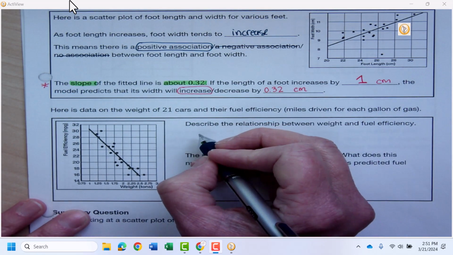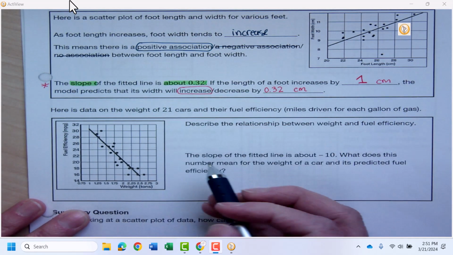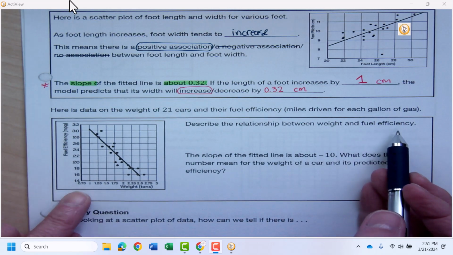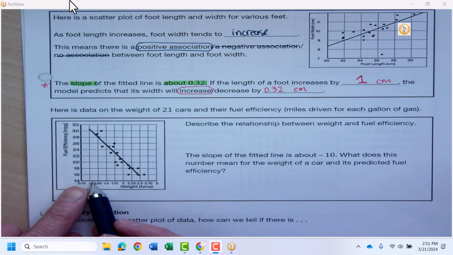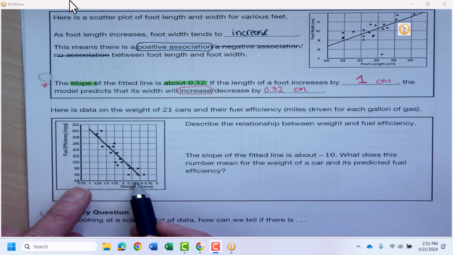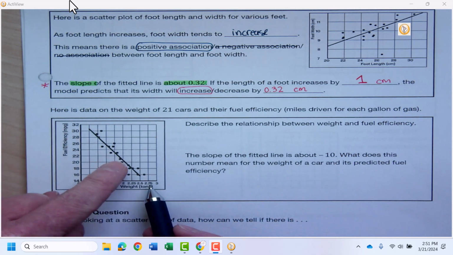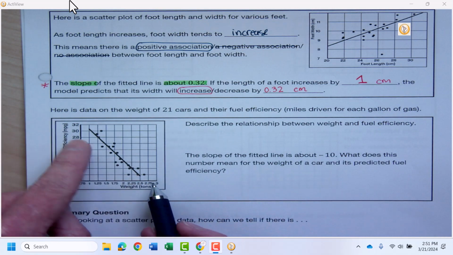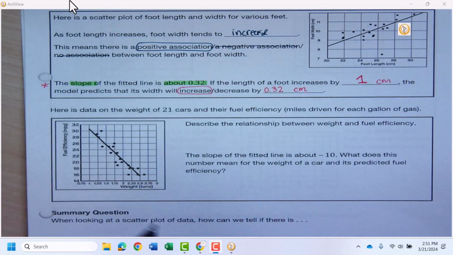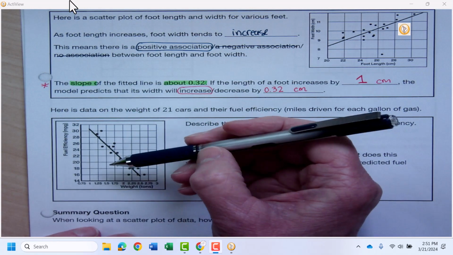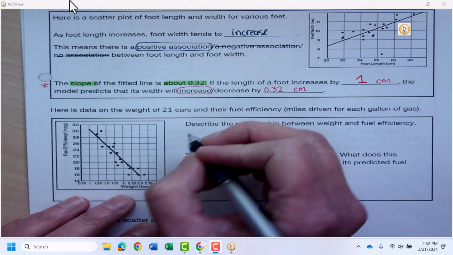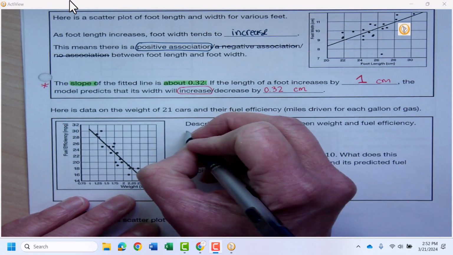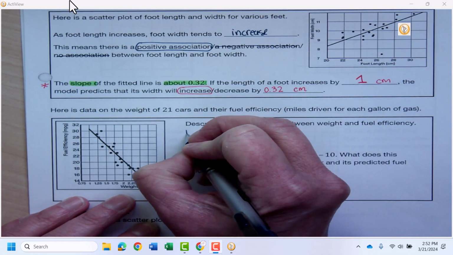So let's do the easy one first. First of all, describe the relationship between the weight and the fuel efficiency. Well, I can see that as the weight is increasing, the actual fuel efficiency is going down. The more a car weighs, the more I don't know how to say it right. I'll say it when I come down here. So the relationship, it's a negative association.